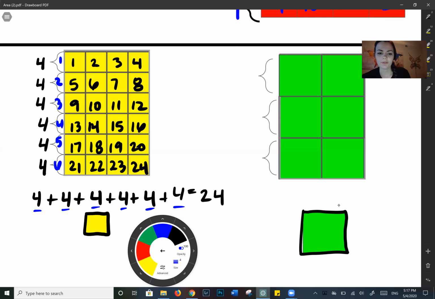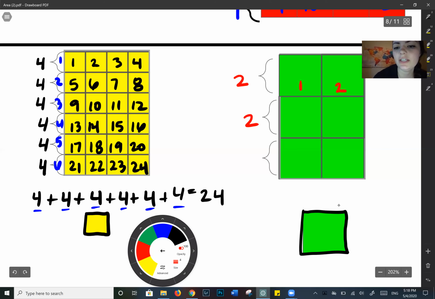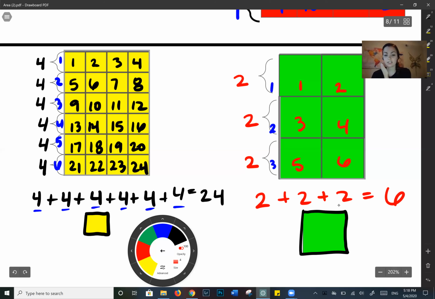So let's look at this other one. In this other one, we have how many in each? We have 1, 2. So each row has 2. And we have how many rows? We have 1, 2, 3. So if I add 2 3 times, 2 plus 2 plus 2, I would get, we should all know, 6. And if I write my numbers in the boxes, I will see, yes, the answer is 6. So that's repeated addition, okay?